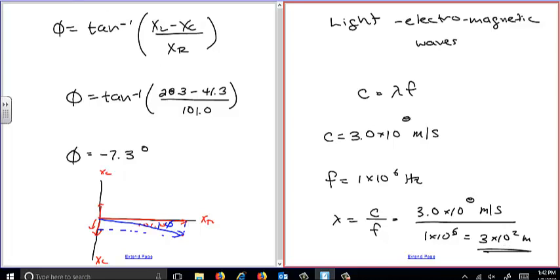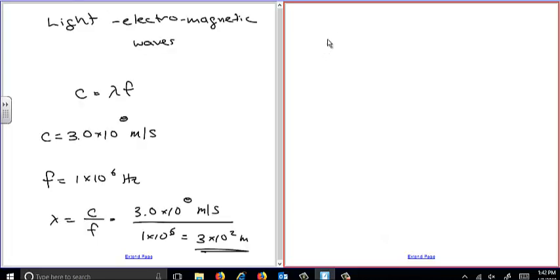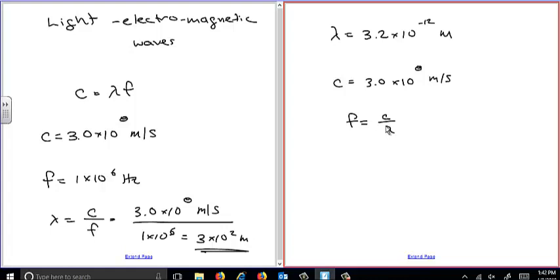I could also give you lambda, and you have to calculate frequency. So let's say it's 3.2 times 10 to the minus 12th meters. That's the wavelength. Again, C for light waves or any electromagnetic wave is 3 times 10 to the 8th meters per second. So if I solve for F, F is C over lambda.